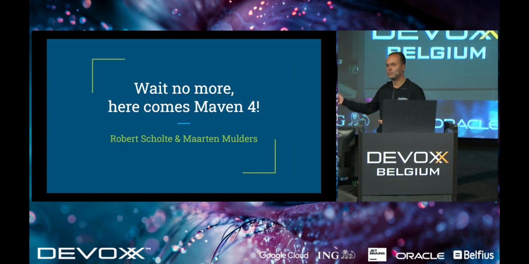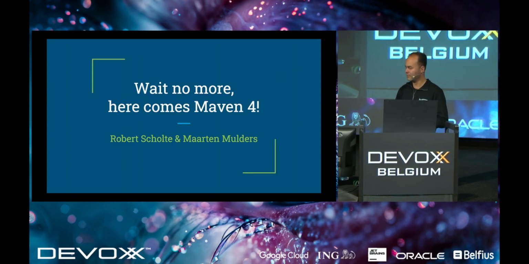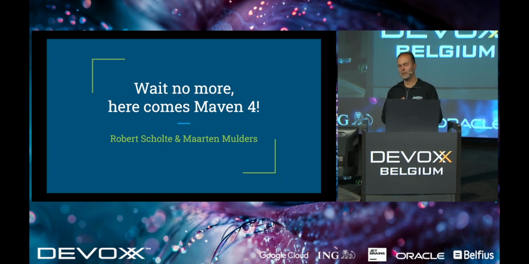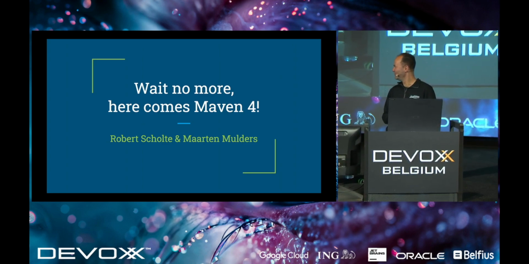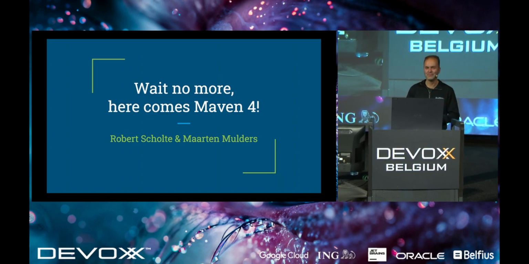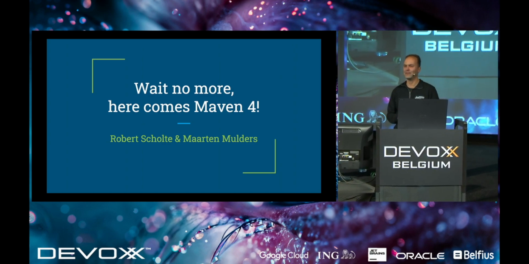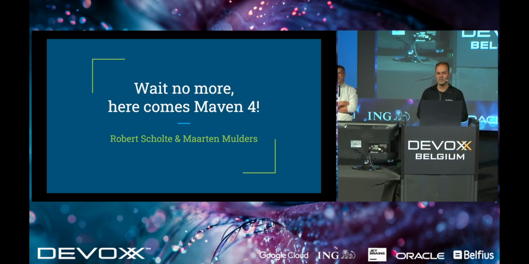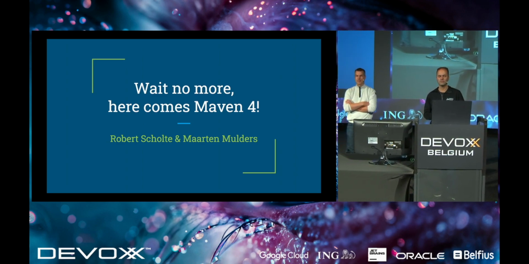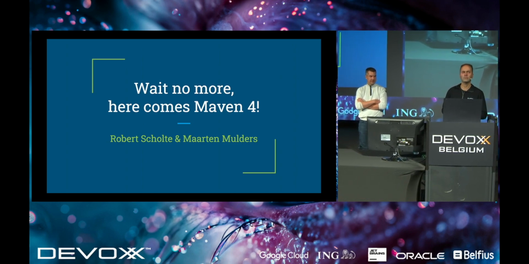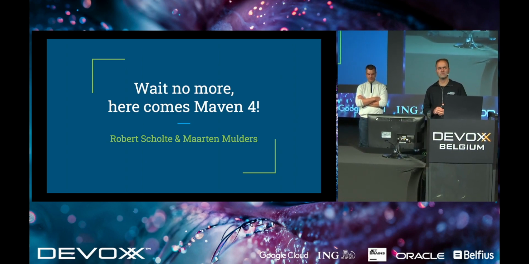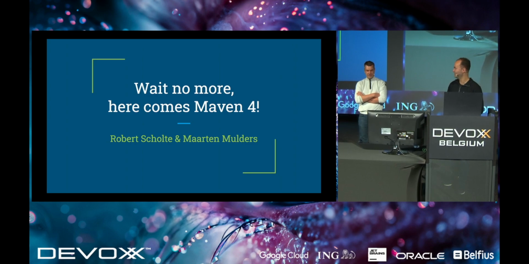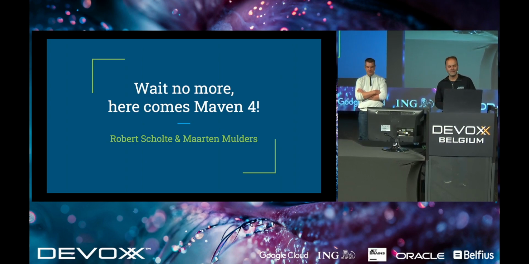I'm happy to introduce Robert Scholte to you, my co-speaker for today. Robert has been an Apache Maven committer since, we just discussed, 2009. So that's quite a long way back. He's been in the project management committee, has even been chair of the PMC for a while. My name is Maarten Mulders. I've been working on Maven since roughly 2019, so that's 10 years less. And recently joined the PMC as well.